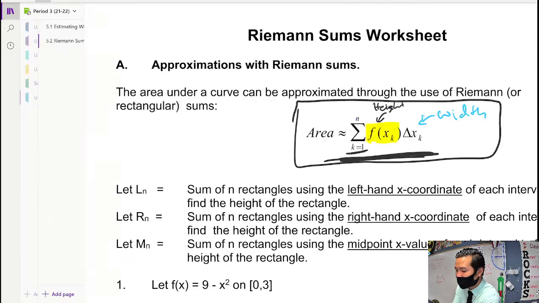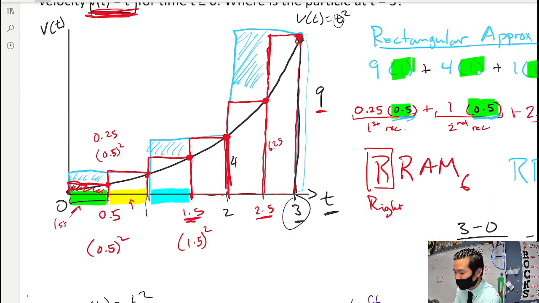What you want to memorize is what we did last time, which was this step, okay? Getting each of these widths right here and getting each of these heights right here. So doing it for all 6, right? And then adding them all up, okay?